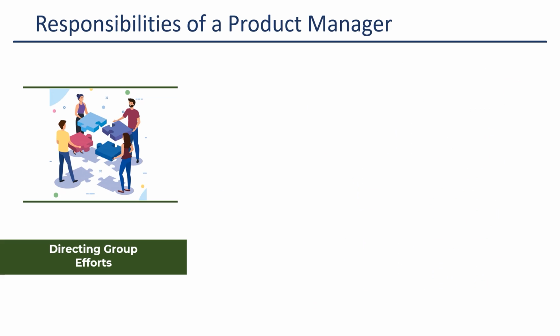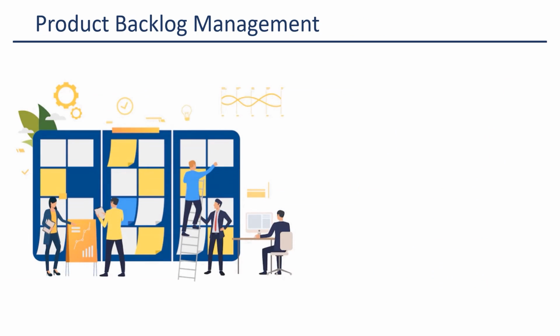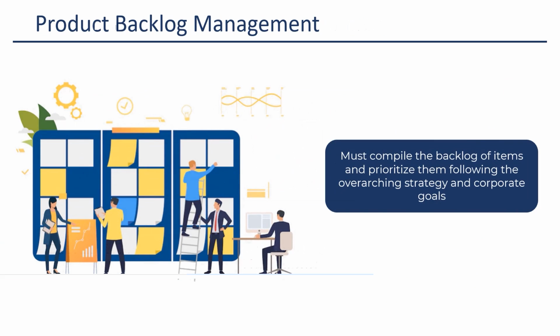The next responsibility of a product owner is product backlog management. The product owner must compile the backlog of items and prioritize them following the overarching strategy and corporate goals. The product owner will also need to map out project dependencies to determine the proper order of development. But the product backlog isn't just a list of things to accomplish. It's a dynamic document that has to be updated often in response to changing project requirements as it develops.